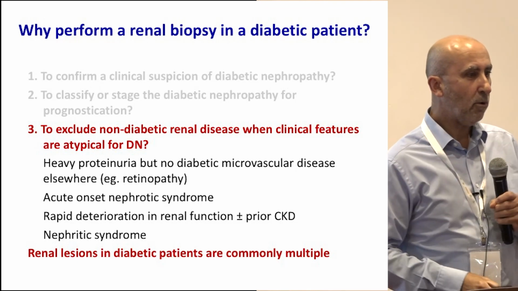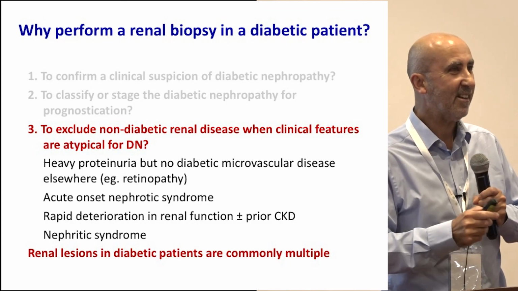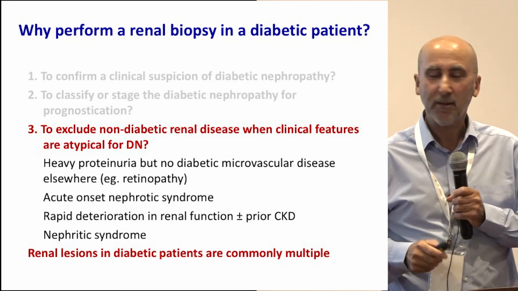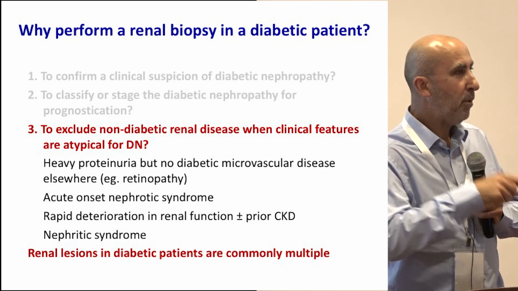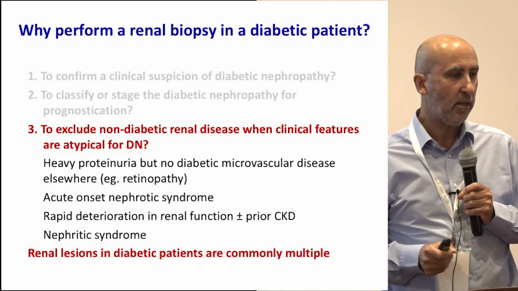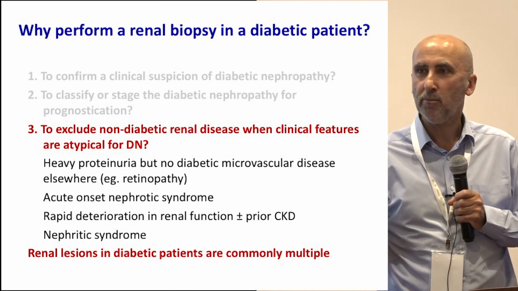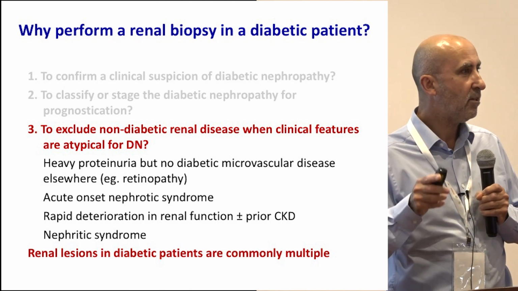So we all voted for number 3 at the beginning, and I completely agree with you. Beware, as I've illustrated, renal lesions in diabetic patients are commonly multiple and often confusing.